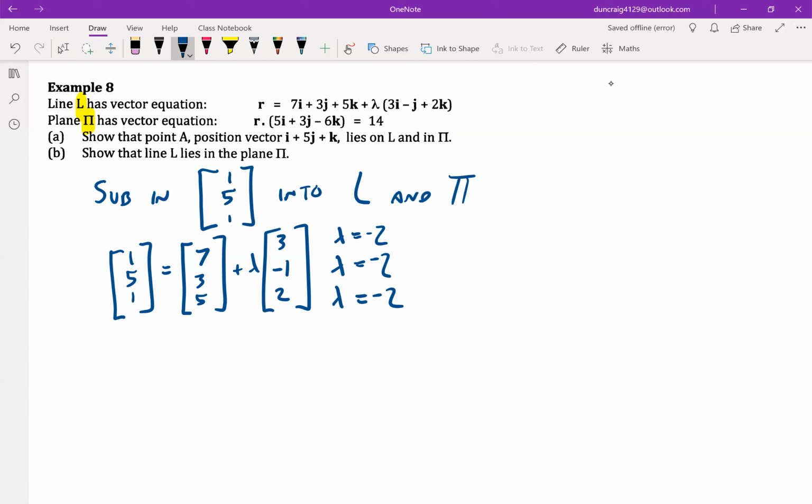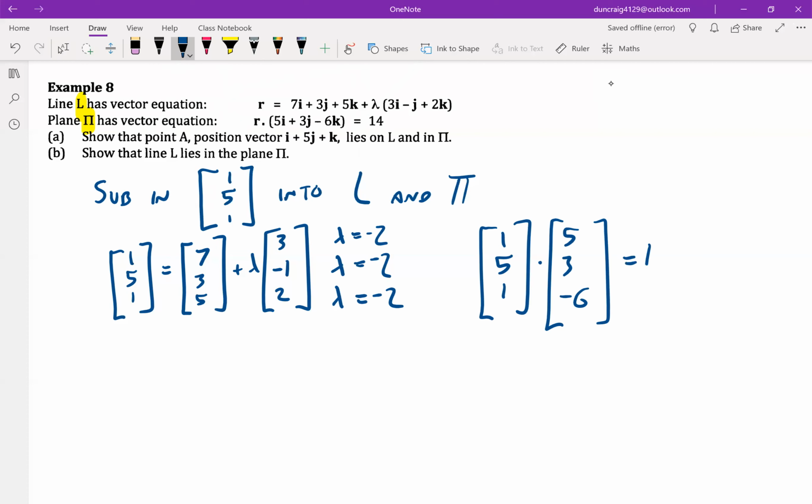And now if we were to put it into the plane, I would get 1, 5, 1 dot 5, 3, minus 6.